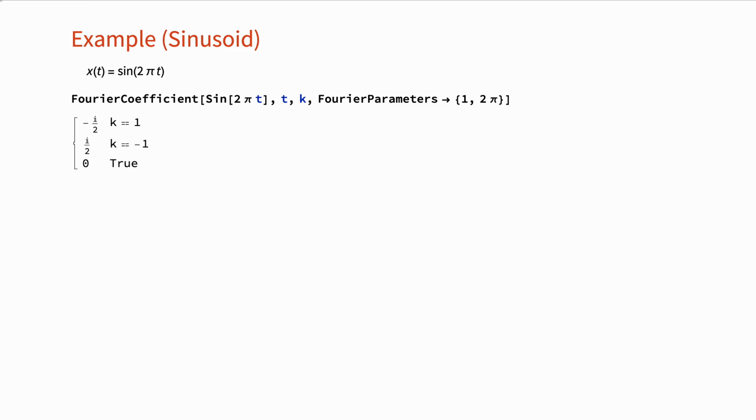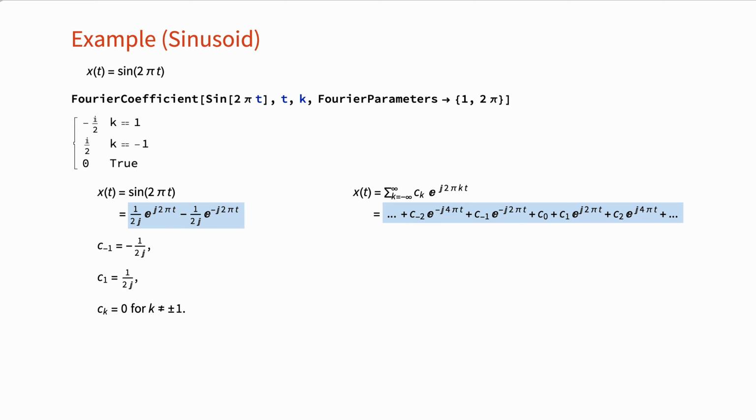Now, to find these coefficients by hand, notice that since x of t is a sinusoid itself, instead of applying the analysis formula, we could just use Euler's identity and rewrite x of t in terms of a sum of complex exponentials as shown here, which is what we want to obtain for the Fourier series representation. Now, comparing this expression with the Fourier series synthesis formula, let's look at the expanded version. We get that the coefficients are as listed here. Again, the same results as obtained by the Wolfram language.